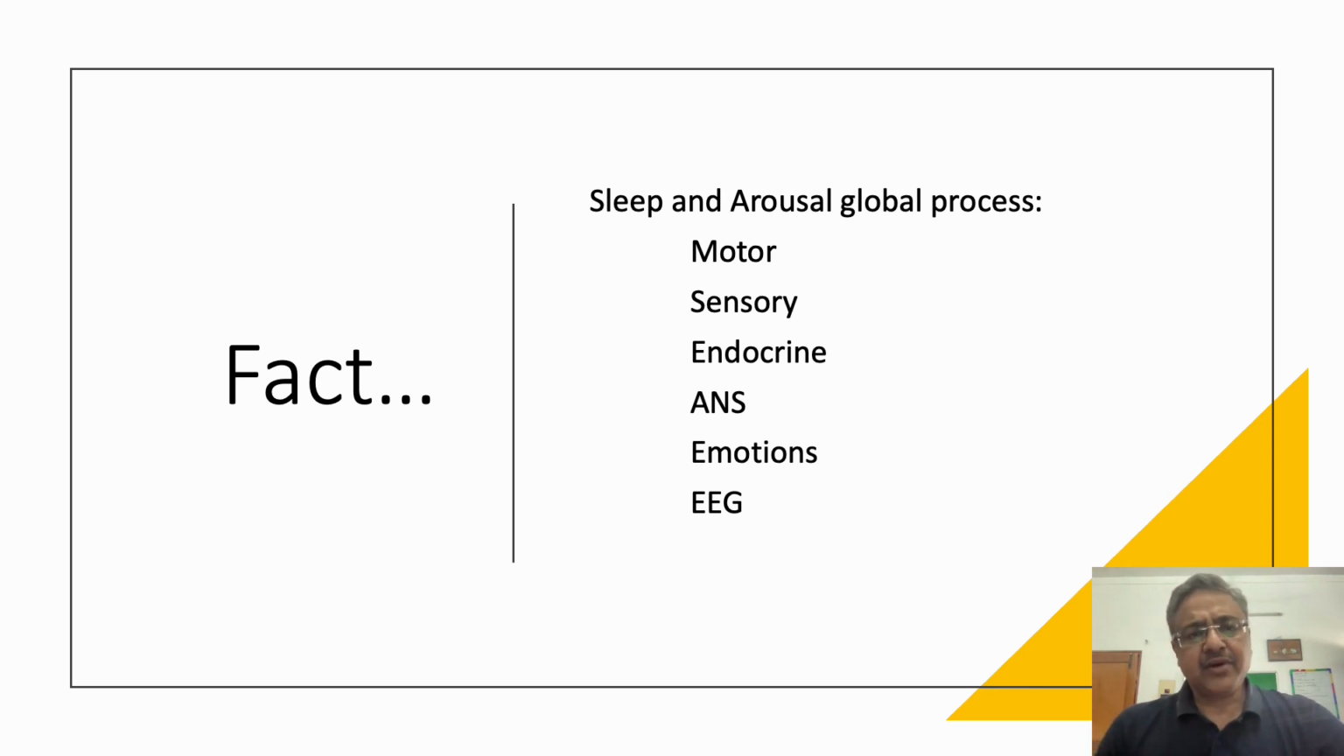Now, when we talk about sleep and arousal, both are basically global processes. That means both of these states affect the motor, sensory, endocrine, autonomic nervous system, emotions, as well as the waves of the brain, that is the EEG. Changes in all these physiological systems take place during both these states, and the different physiological functions during these two states at times help us to identify whether we are sleeping or awake.